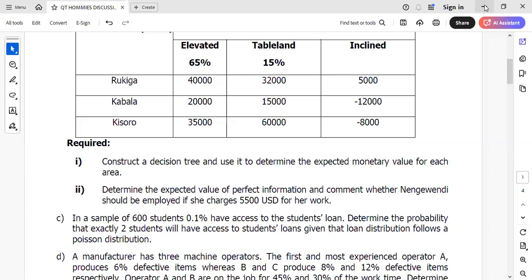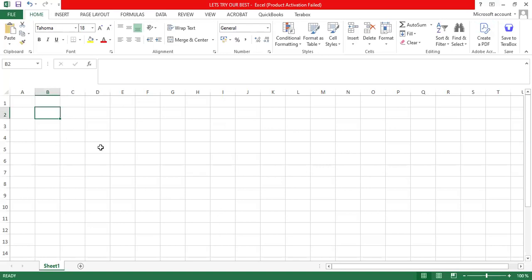Which screen are you seeing? The question. Just a minute. What about now? What are you seeing? Solution.